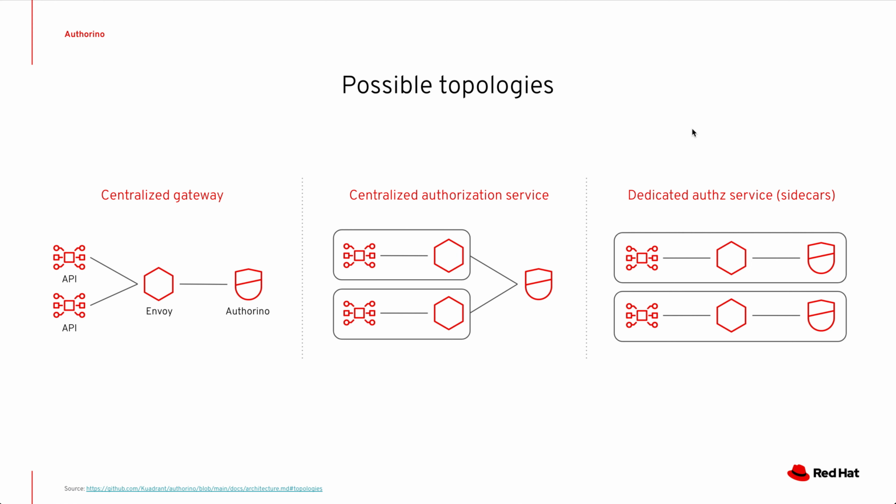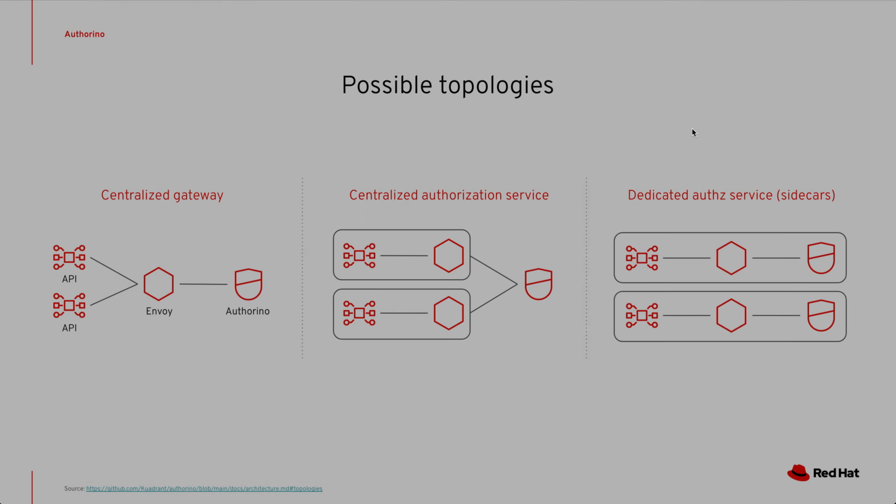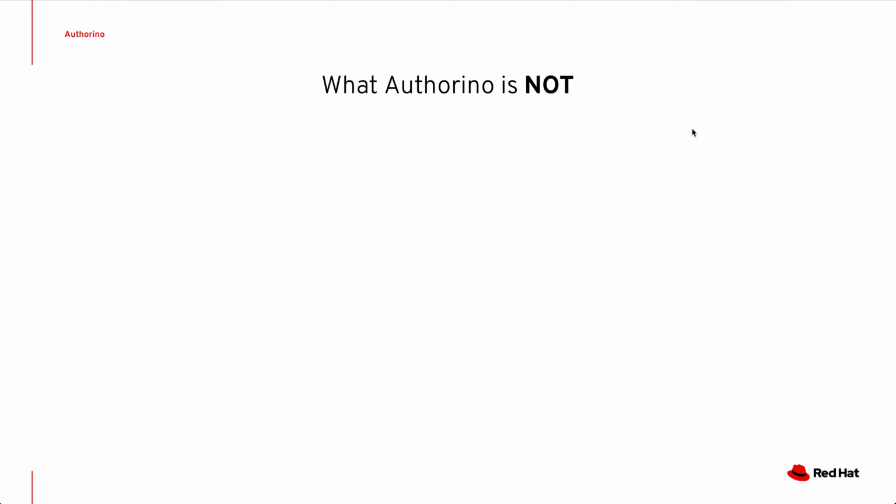Or yet as a fully dedicated authorization service deployed as a sidecar, for example. It doesn't have to be a sidecar to be a dedicated service, but it can be if you want to. Hopefully it is more or less clear already what's the gist with Authorino. This seems to be a good moment then to say what Authorino is not.